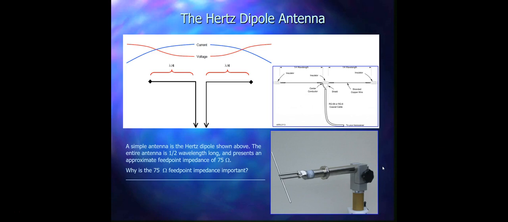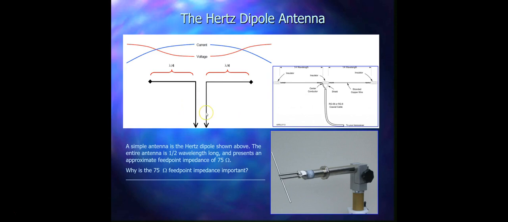Now here we see one of the antennas, which is the Hertz dipole antenna, and it is the simplest and most popular type of antenna in communication systems. Here, it consists of two conductors, this one and the second one, and they are 180 degrees out of phase from each other.